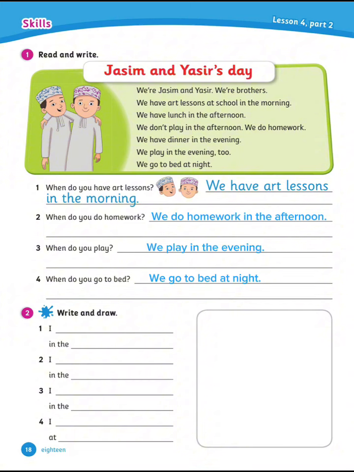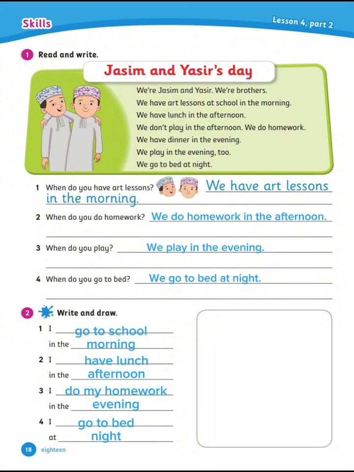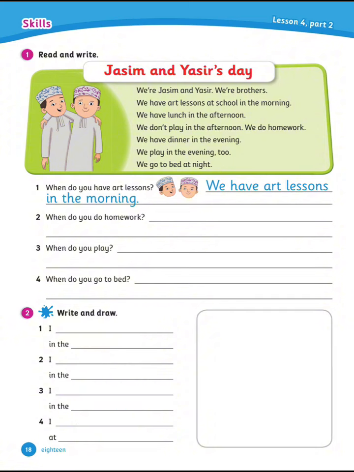Exercise number 2. Write and draw. In this exercise, you will draw yourself in this box. Then, write about what you do during the day. I'll show you my answers as an example. Number 1. I go to school in the morning. Number 2. I have lunch in the afternoon. Number 3. I do my homework in the evening. Number 4. I go to bed at night.